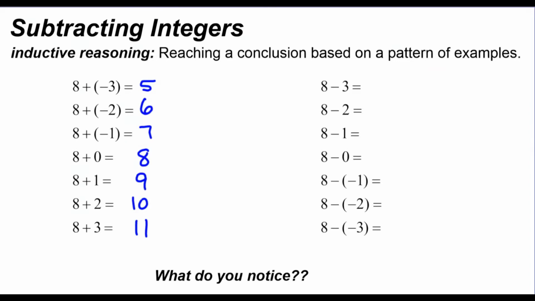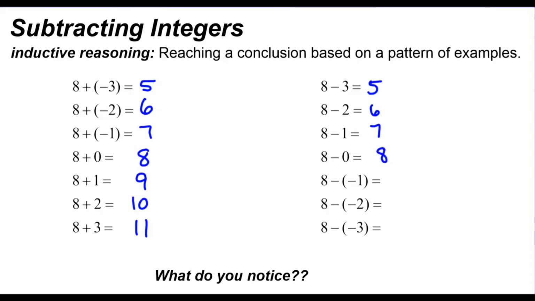Let's look at the right-hand column here and do these subtraction problems and see what we can notice about subtraction. Well, 8 minus 3, we're subtracting 2 positives. We already know how to subtract positive numbers. We've been doing that for a long time. 8 minus 3 is 5. 8 minus 2 is 6. 8 minus 1 is 7. 8 minus 0 is 8.